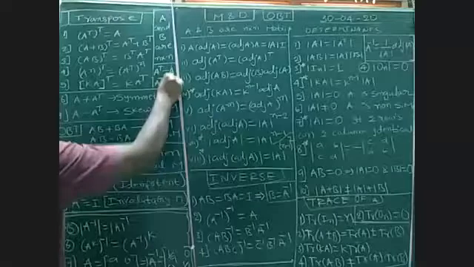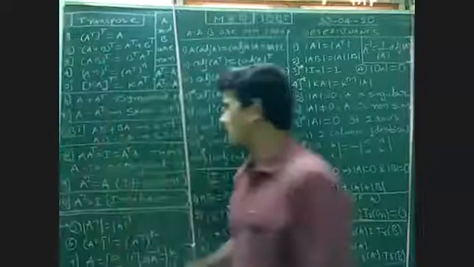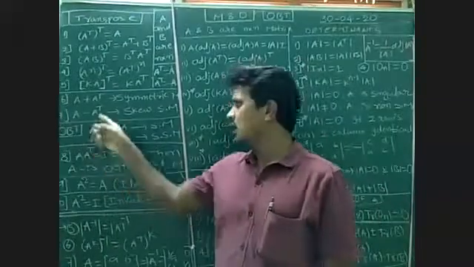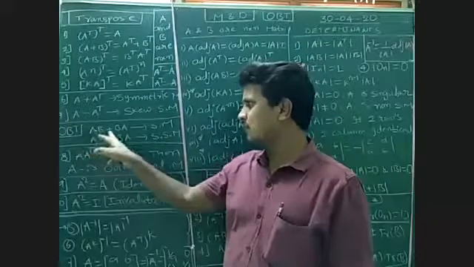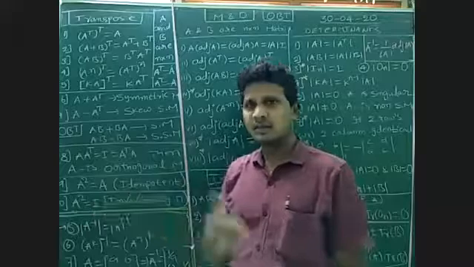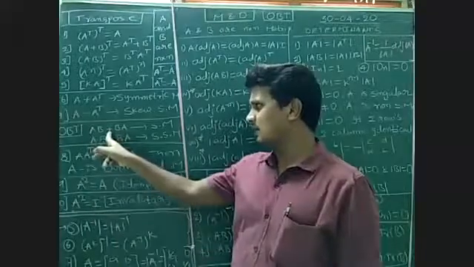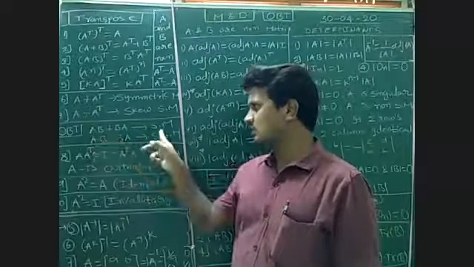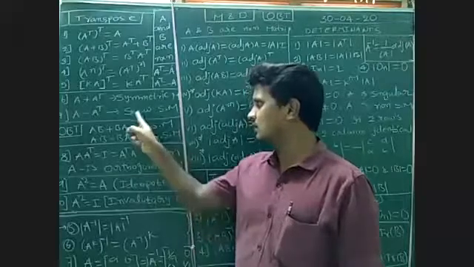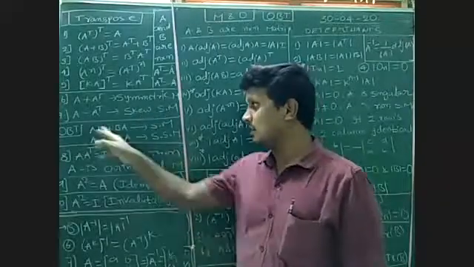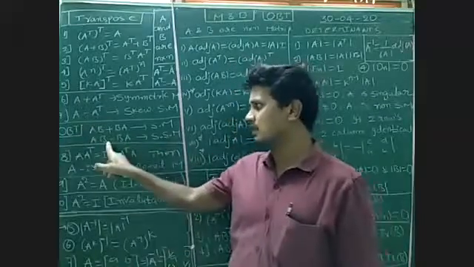A transpose is equal to minus A, that is skew symmetric, right? And these are direct objective questions. When A and B are any two matrices, then AB plus BA, yesterday I gave clearly one or two questions. Plus will always give a symmetric matrix, and minus will always give a skew symmetric matrix. Remember, this is a very important objective question, especially minus.